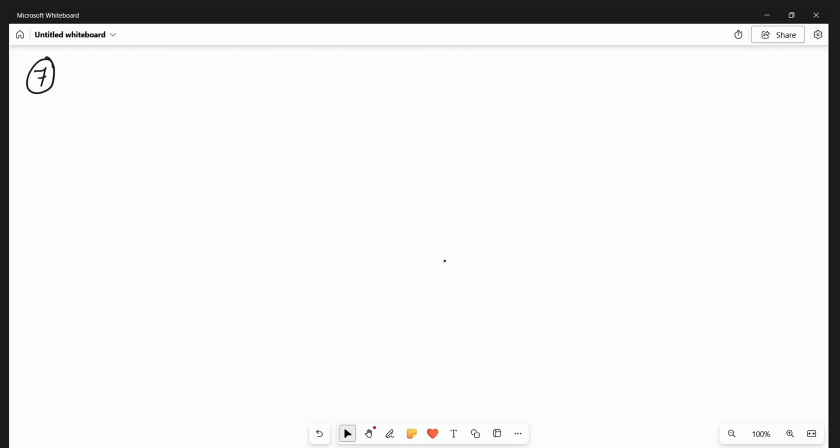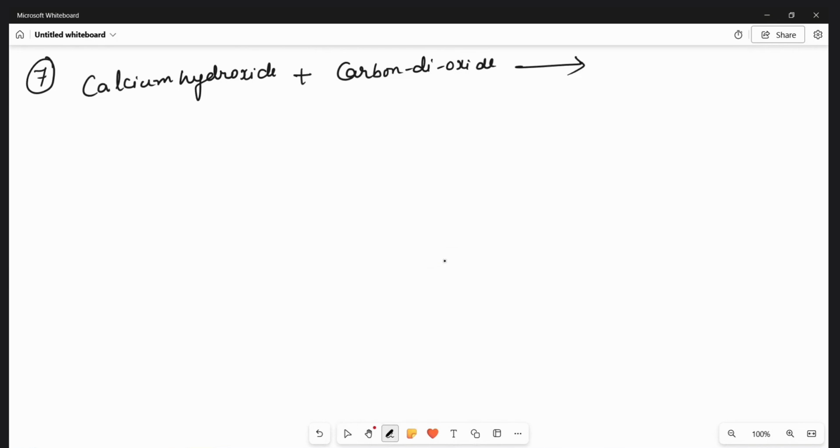Write the chemical equation for the following reaction. Calcium hydroxide plus carbon dioxide. When calcium hydroxide reacts with carbon dioxide, we get calcium carbonate plus water. Write the equation.